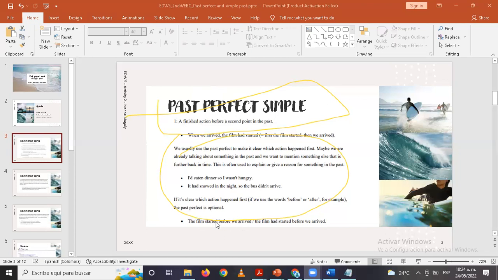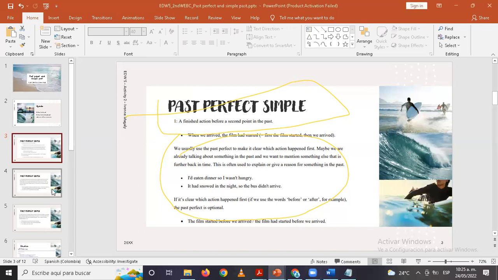Acá estoy utilizando los dos pasados simples, ¿cierto? La película comenzó antes de que nosotros llegáramos. Es como más sencillo, no hay que pensarlo tanto, pero es excelente for learning English, you know, like to achieve really good understanding and very good speaking, you have to practice perfect tenses and past perfect.